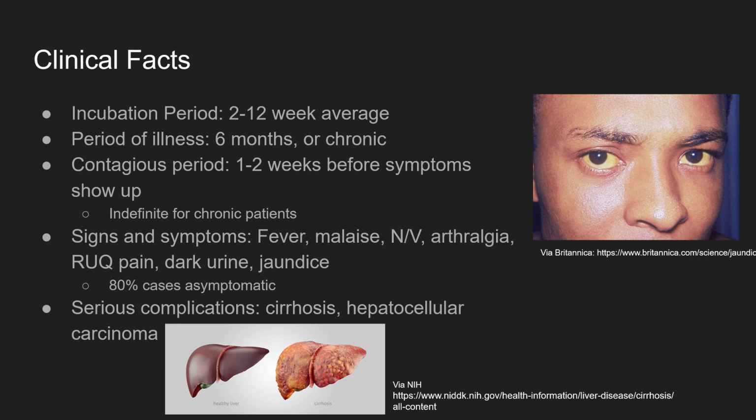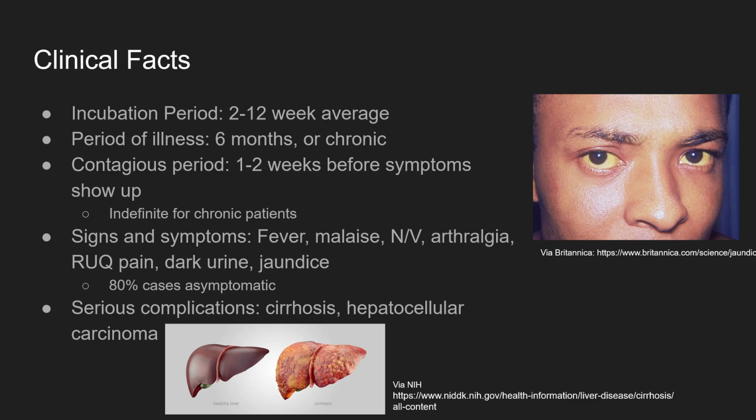You would also have very specific signs and symptoms of something affecting the liver, which would include right upper quadrant pain in the abdomen, some dark urine, or even jaundice, which is, as you can see on the picture on the right side, yellowing of the eyes and of the skin. But symptoms are pretty uncommon. Most of the time, people are asymptomatic, up to 80% of cases. So it's not obvious if someone has hepatitis C.